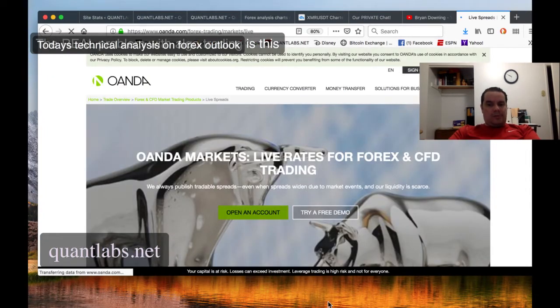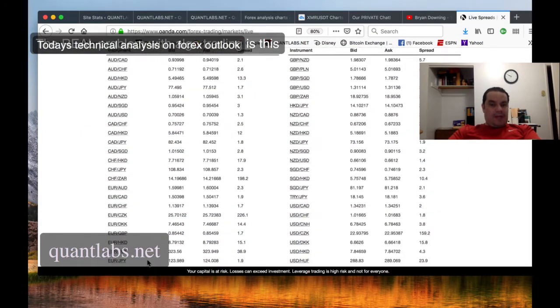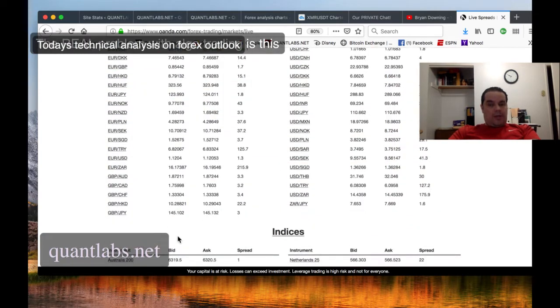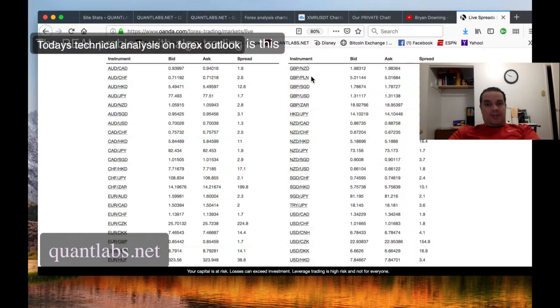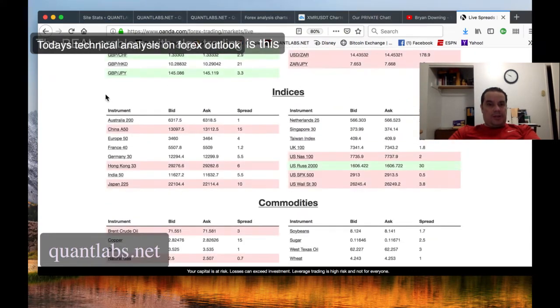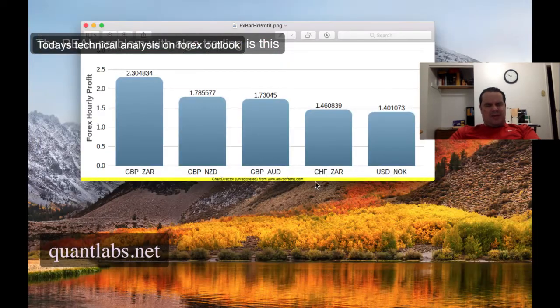I can tell you right out of the gate that we had the British pound against the Rand, which is right here. Spread cost is as good as you may get at 18. We also had the British pound against the New Zealand dollar. It's pretty tight, so that's an opportunity there at 1.98. British pound against the Australian dollar right here, which was 1.87. So those are potential.